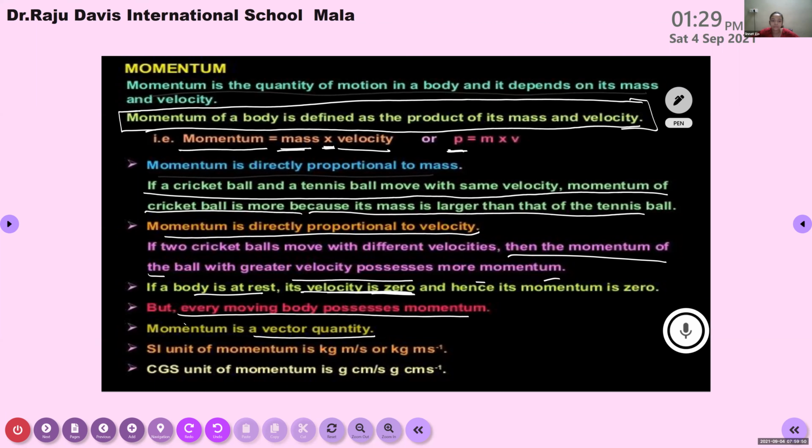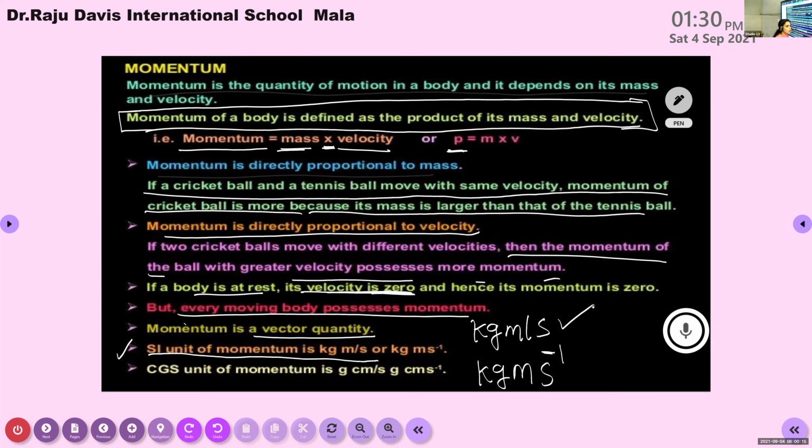And the last point we have already discussed here. The SI unit of momentum is kilogram meter per second. Or we can write kg m s raised to -1. Both are representing kilogram meter per second. Both methods are right. Both are representing the SI unit of momentum.